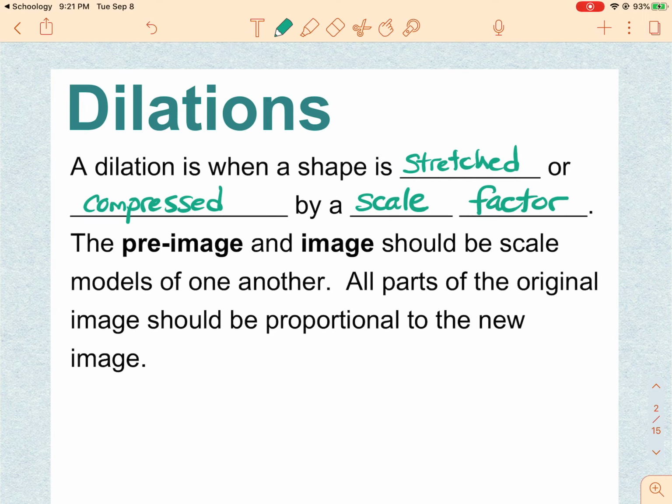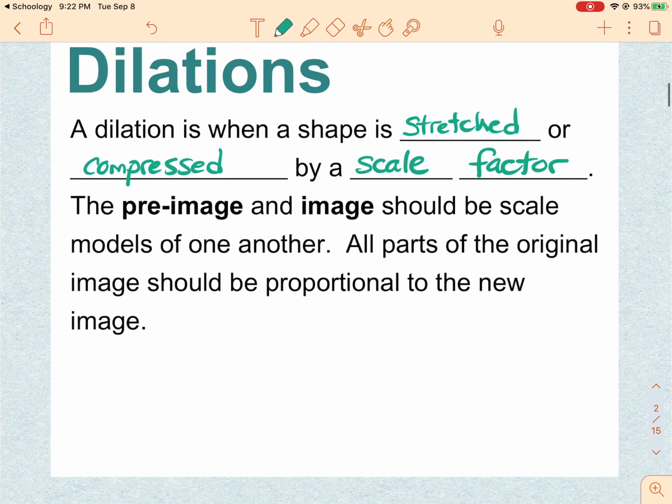A dilation is when a shape is stretched or compressed by a scale factor. The pre-image and image should be scale models of one another. All parts of the original image should be proportional to the new image. So it's an exact replica, but a different size.